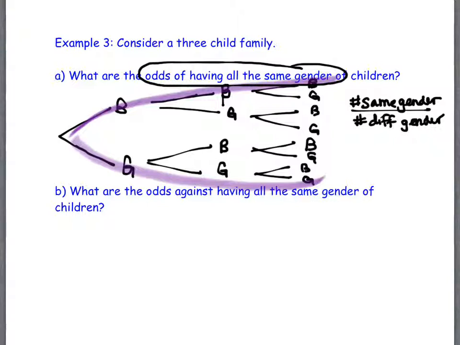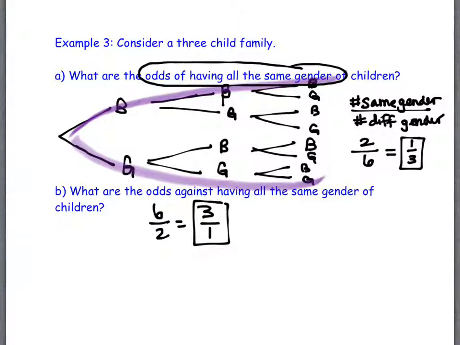So the number you just told me that was the same gender was 2, different genders was 6, and this reduces to 1/3, right? So the odds are 1 to 3. So what would be the odds against having the same gender? 6 over 2, or 3 over 1. And we just write it as 3 over 1.